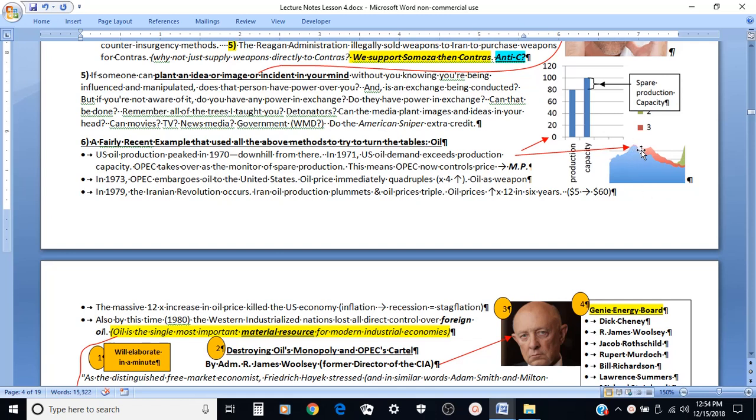Then this is Alaska oil, which kicked in a little bit and helped buffer the descent, all right? But that tapered off as well. But then fracking kicked in, and now with fracking, we're above here. We're above our max capacity back here. We're now the biggest producer of oil in the world because of fracking, new technology. All right, now in 1971, U.S. oil demand exceeded production capacity.